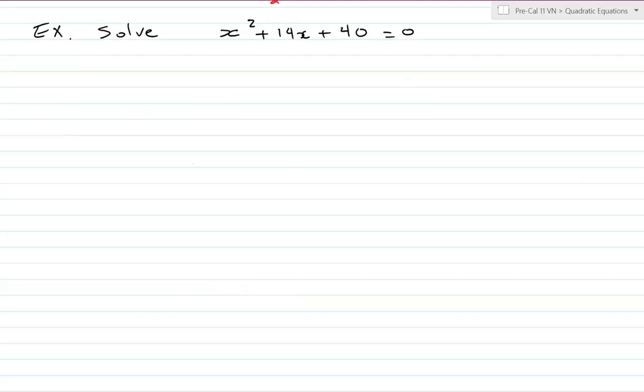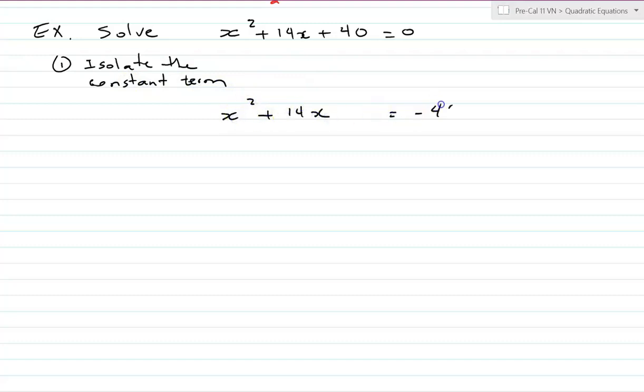And this quadratic equation, this trinomial, is not factorable. That's why you cannot factor it. That's why we have to use the completing the square method. And that's what we're going to do. First, you need to isolate the constant value. Okay, so that's step 1. Isolate the constant term. So we're coming here, we say x squared plus 14x equals minus 40. Okay, that's the first thing that we're going to do.